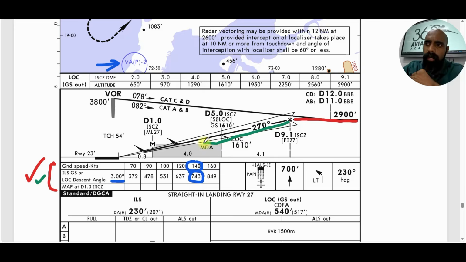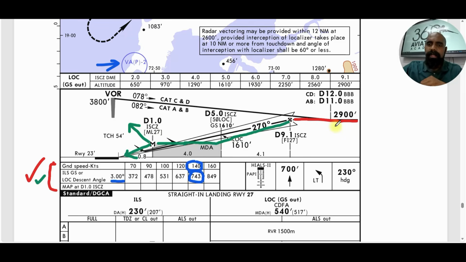You would level off and you would not descend below your MDA, right? You'd fly all the way till your MAP, which is your missed approach point. Okay, and this is basically 1 mile on the localizer. You would reach your MAP, and if you're able to see the runway, well and good. You go ahead and land. If you're not able to see the runway, you go around, right?